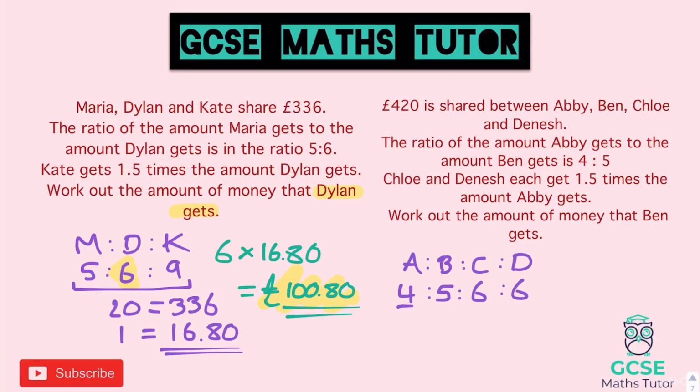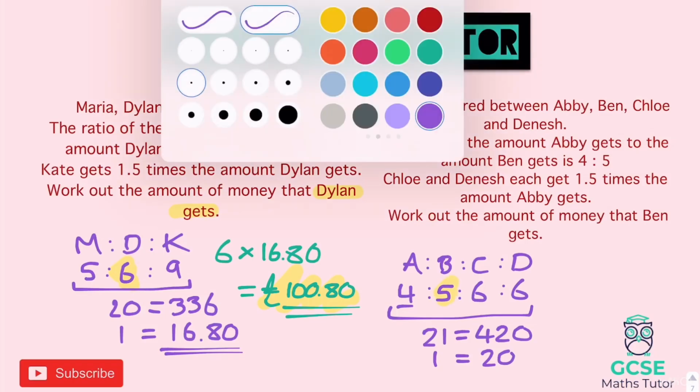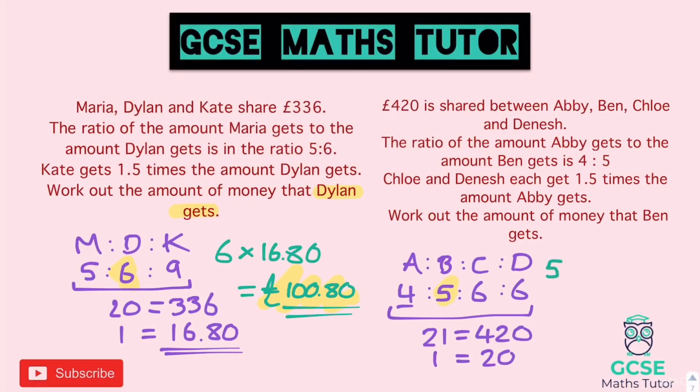If we add those all together, 4 plus 5 plus 6 plus 6, that gives us a total of 21 parts, which is equal to £420. If we divide that by 21, 420 divided by 21 gives us £20 for each part. It says work out the amount of money that Ben gets. Ben gets 5 of them, so just make sure you're working out 5 times 20, which gives us a total of £100. There we go, for Ben's amount.